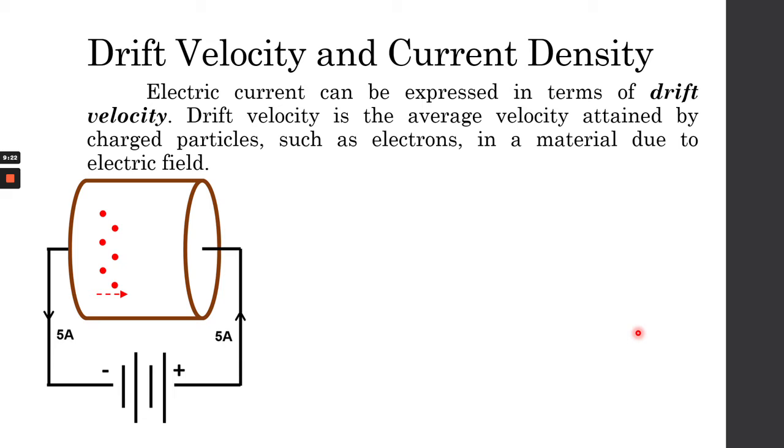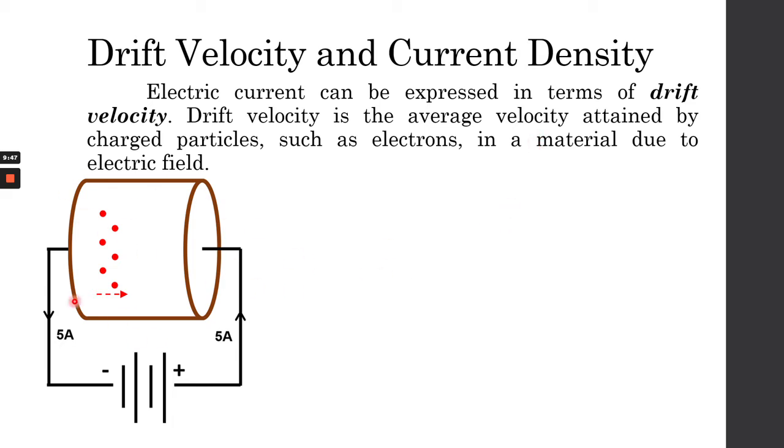Drift velocity is the average velocity attained by charged particles, such as electrons, in a material due to an electric field. This is a very oversimplified meaning of what drift velocity is. I think we'll understand more about drift velocity if I explain what is happening.